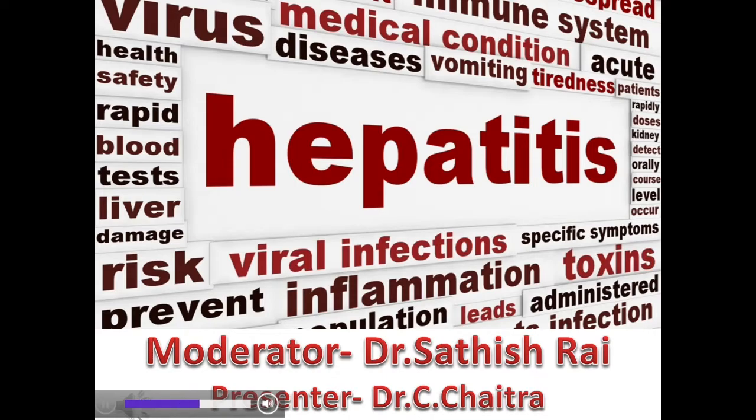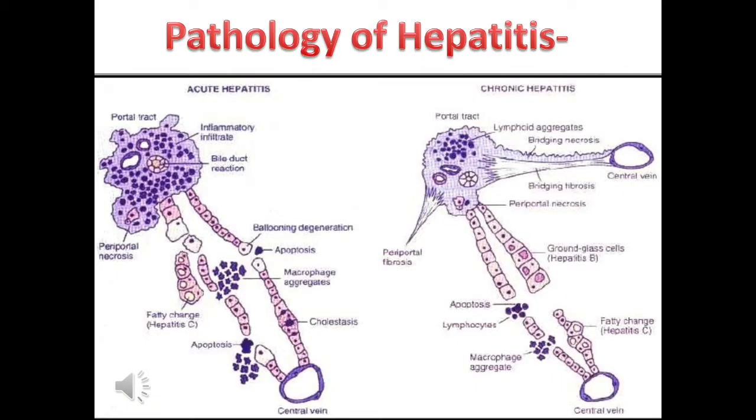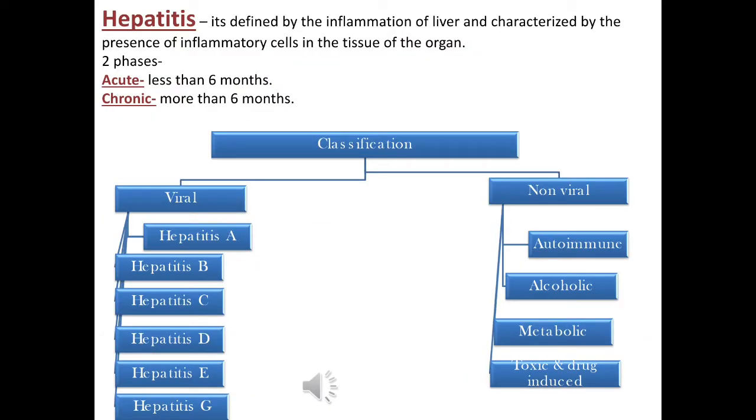Today's topic for discussion is hepatitis. Hepatitis is defined by the inflammation of the liver and characterized by the presence of inflammatory cells in the tissue of the organ. It has two phases, acute and chronic. Acute being less than 6 months and chronic being more than 6 months.